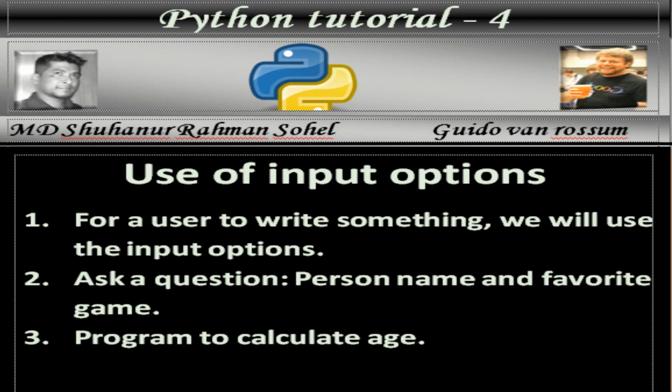Today I will show you three uses of the input option. Number 1: for a user to write something, we will use the input option. Number 2: ask a question, person name and favorite game. Number 3: a program to calculate age.